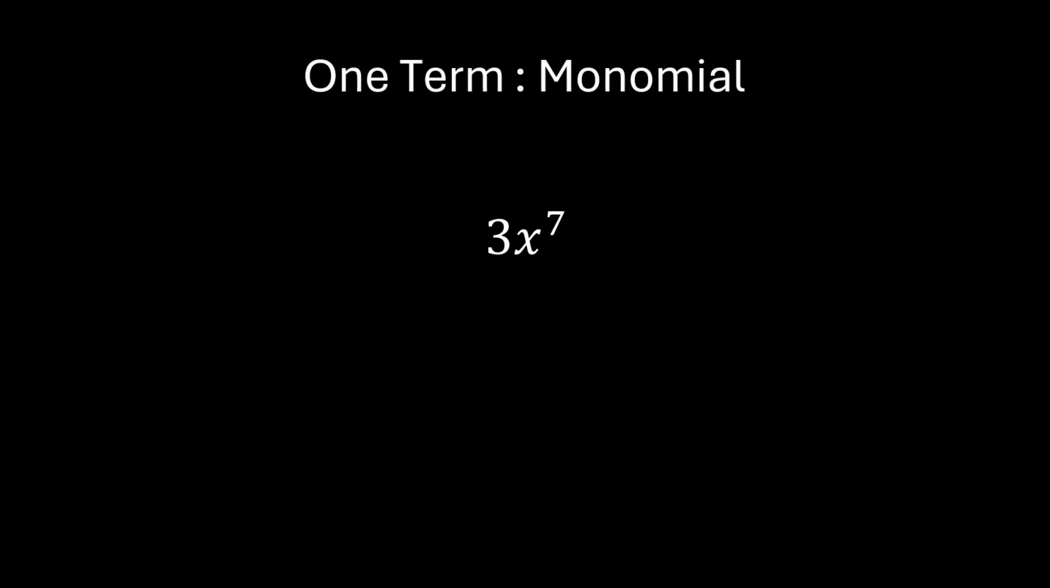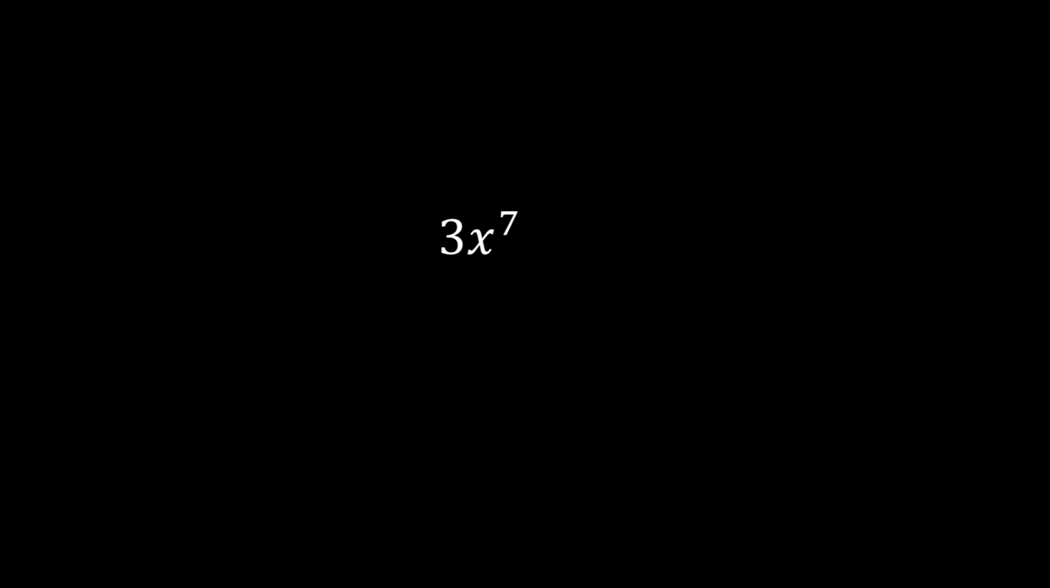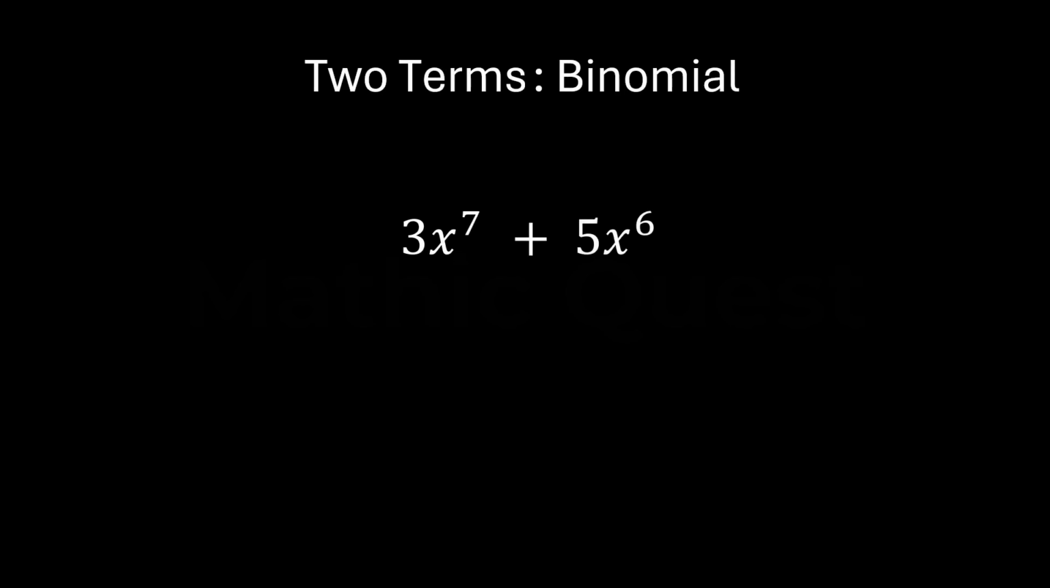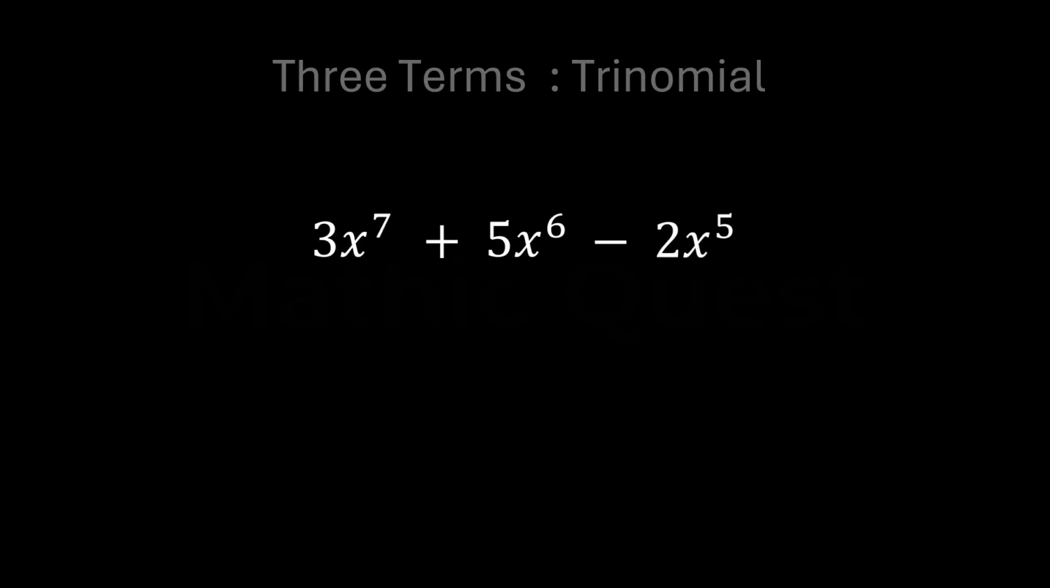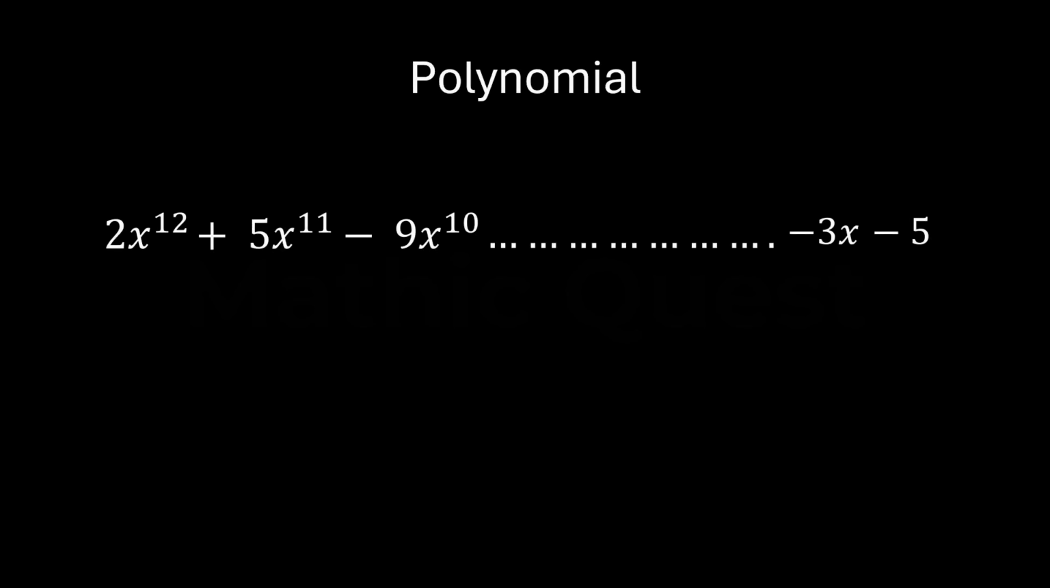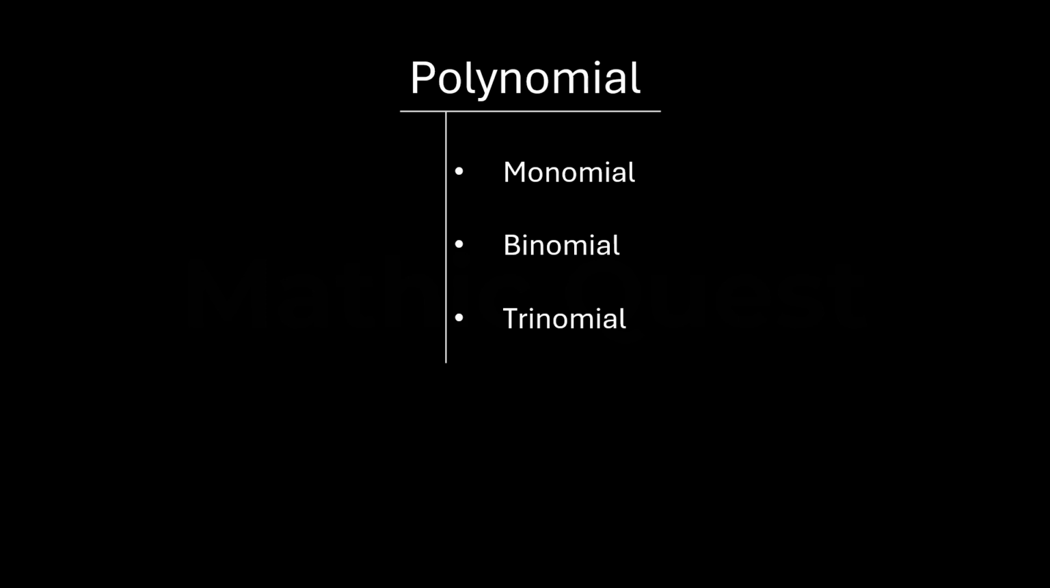We can create expressions with more terms by joining them using addition or subtraction. If an expression has two terms, it is called a binomial. And if it has three terms, it is called a trinomial. Now, there's no way we can memorize a special name for every possible number of terms, so once we move beyond three terms, we usually just call them polynomials. In fact, monomials, binomials, and trinomials are all types of polynomials. The names simply tell us how many terms the polynomial has.